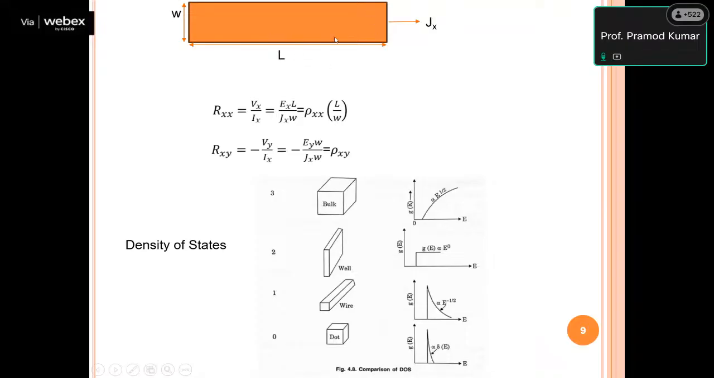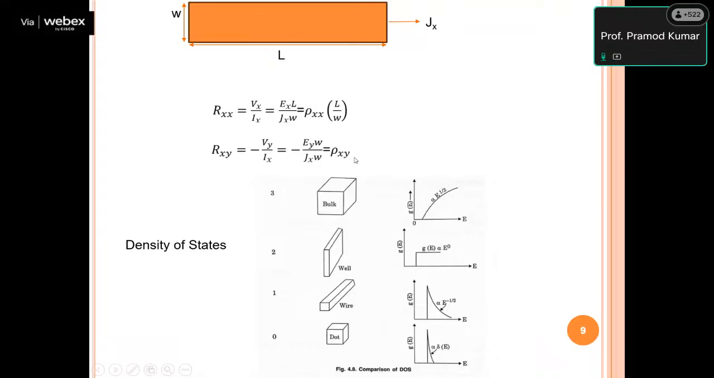Whenever we are talking about a 2D material, thickness is definitely not there. So we only have the width and the length of the material, and the current is flowing along this direction. Now you have to calculate rho xx, Vx by Ix, Ex L by Jx W, rho xx equals L by W. And if you calculate rho xy, because thickness is not here, it is minus Vy by Ix, minus Ey width divided by Jx width, rho xy.